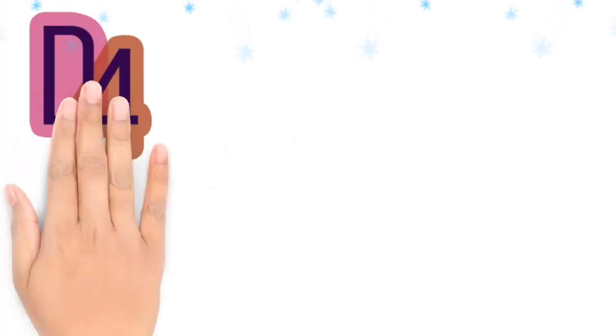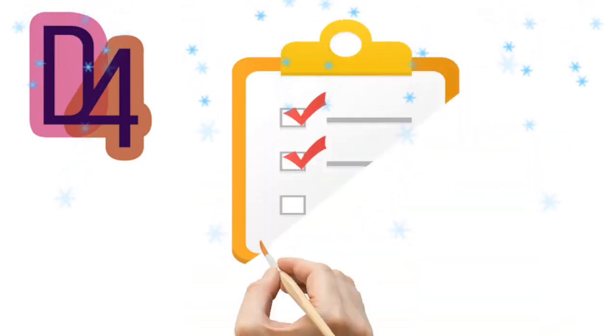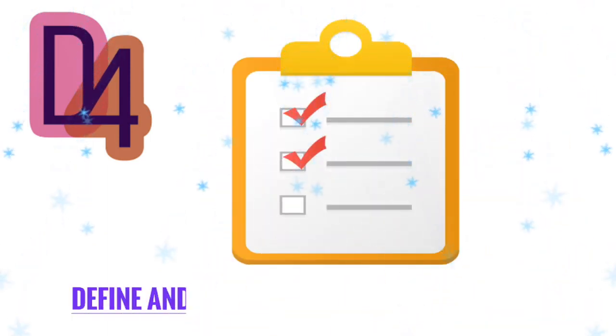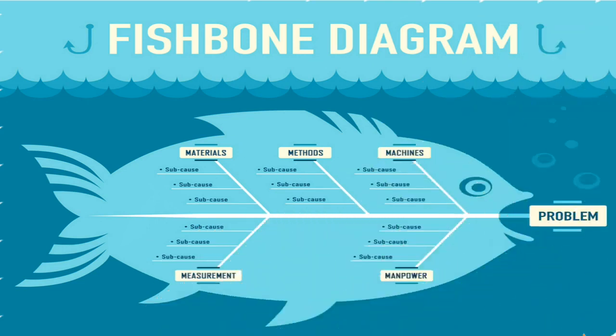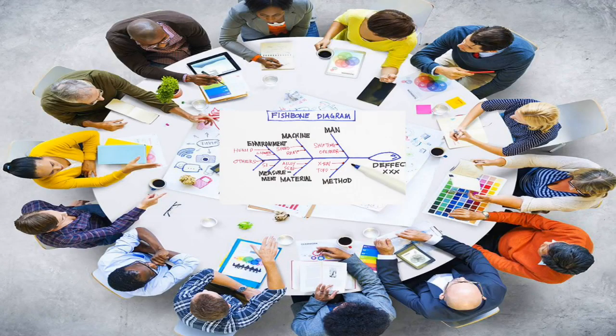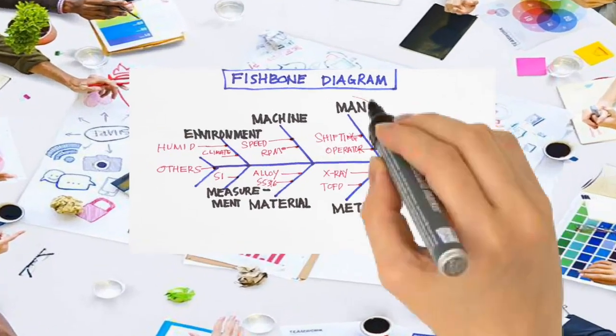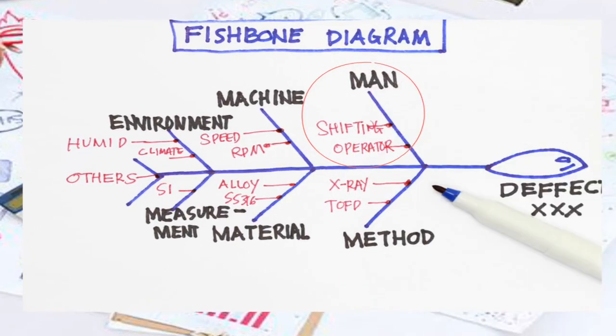Next 8D step is D4. Define and verify root cause and escape point. This is one of the most important stages in the 8D. One needs to prepare a fishbone diagram to list the possible causes. This is done as a team and everyone depends on their experience to identify the possible causes.